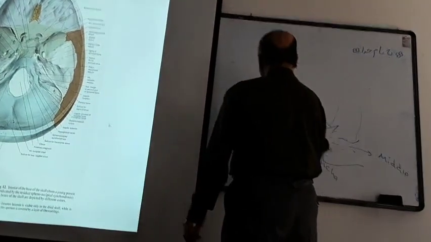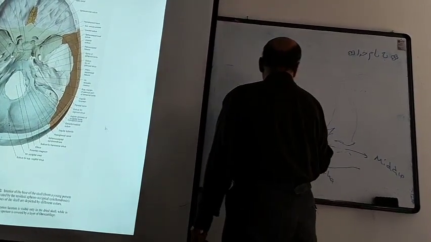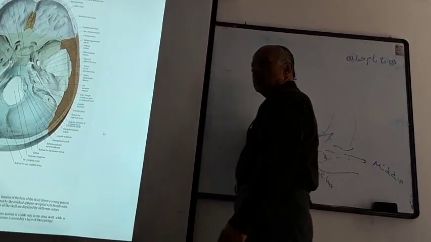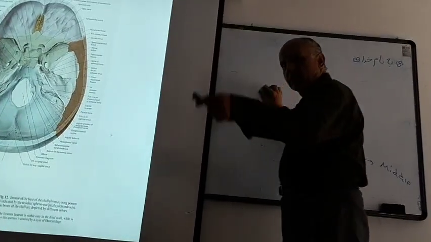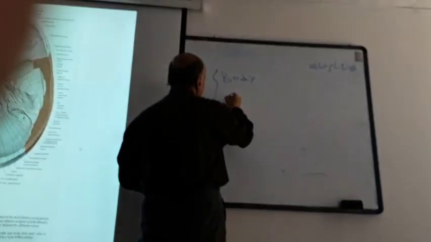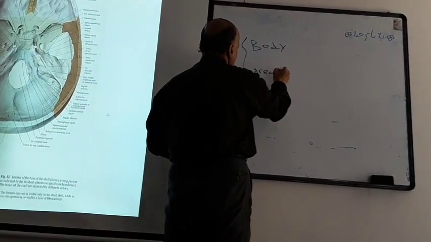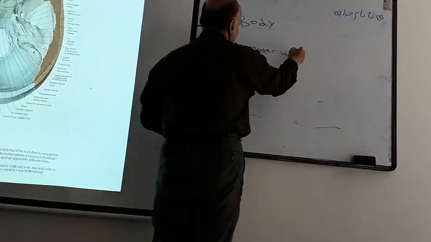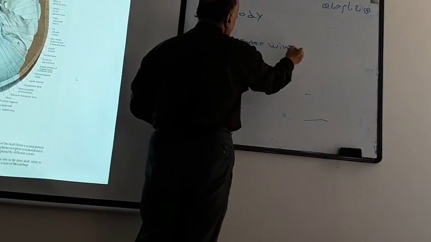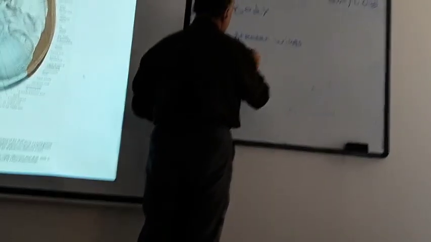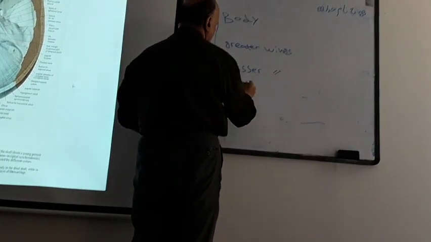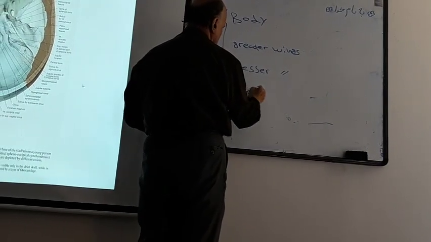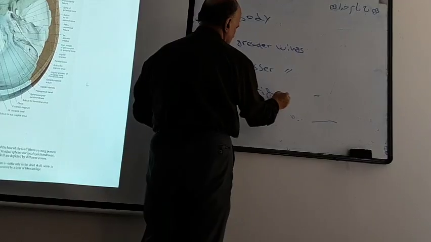I will give you the parts. First is the body, second is the greater wings, third is the lesser wings, and fourth is the pterygoid process.